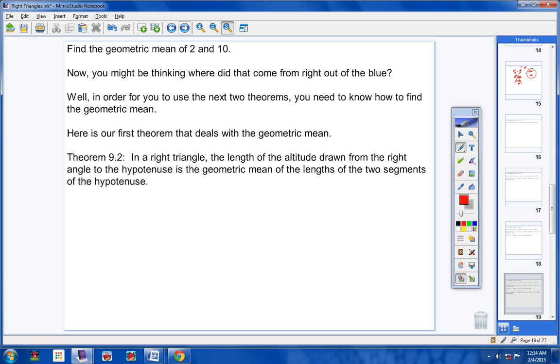Now, I'm not going to read that again. You write that down. I'll wait a minute. Then I'm going to give you a picture of it. Then we're going to talk about it, okay? In a right triangle, the length of the altitude drawn from the right angle. I said I wasn't going to read it again, didn't I? Okay, I'll be quiet. Copy this down, please.